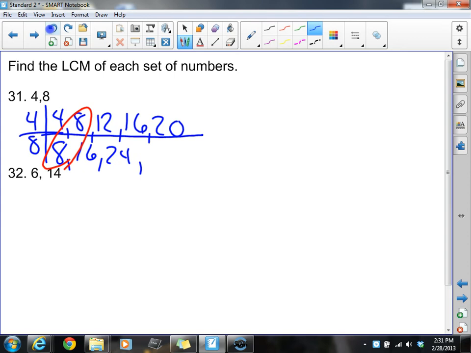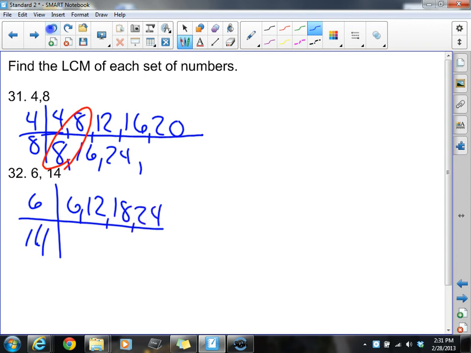All right, last one, 6 and 14. A little more difficult here because 14 is not a very common number. So let's start with 6. I have 6 times 1, that's 6, 12, 18, 24, and then 30. Let's go out to at least 5.